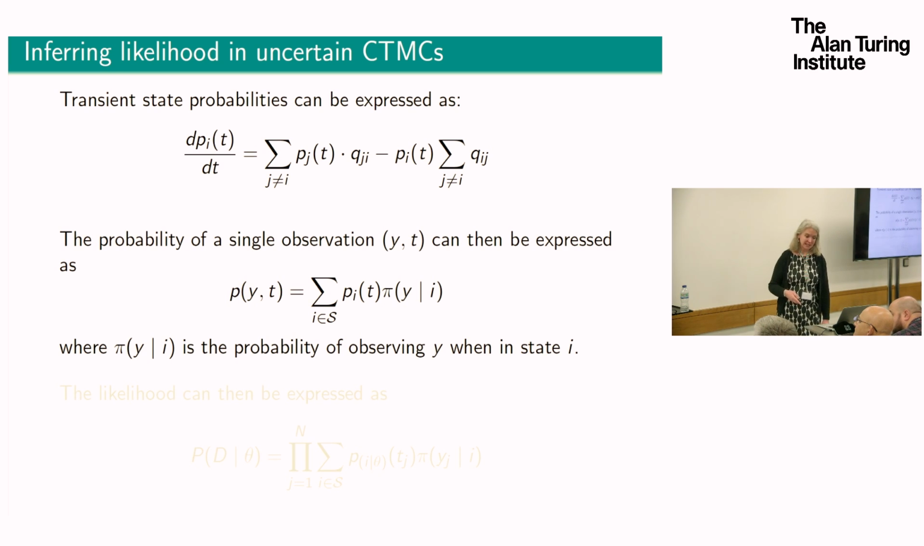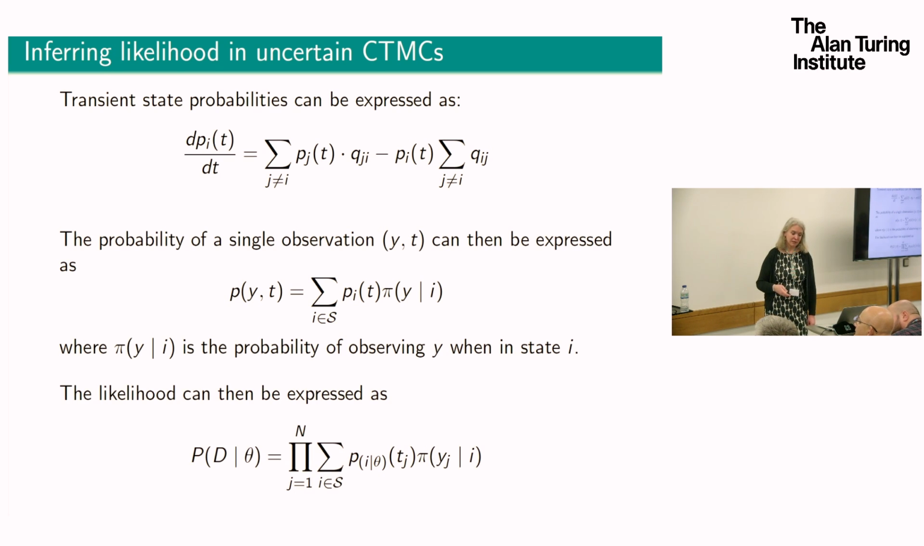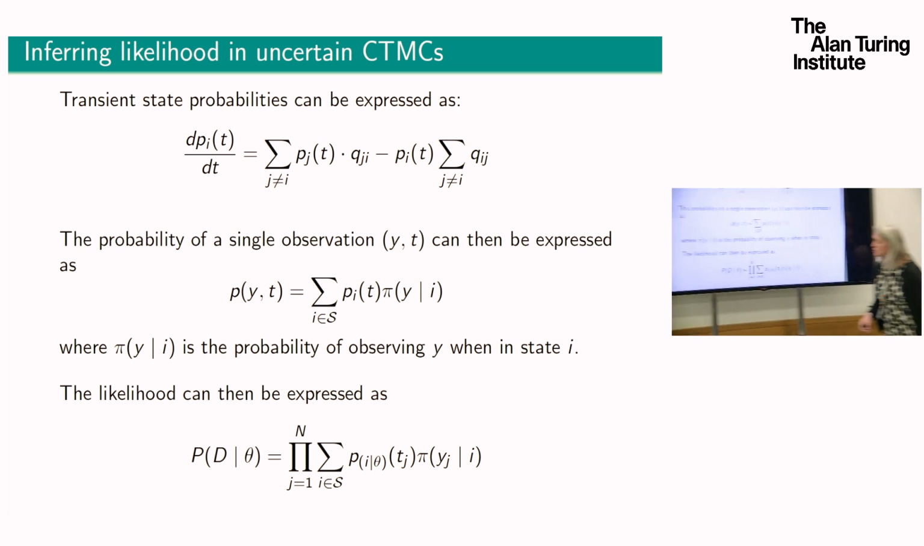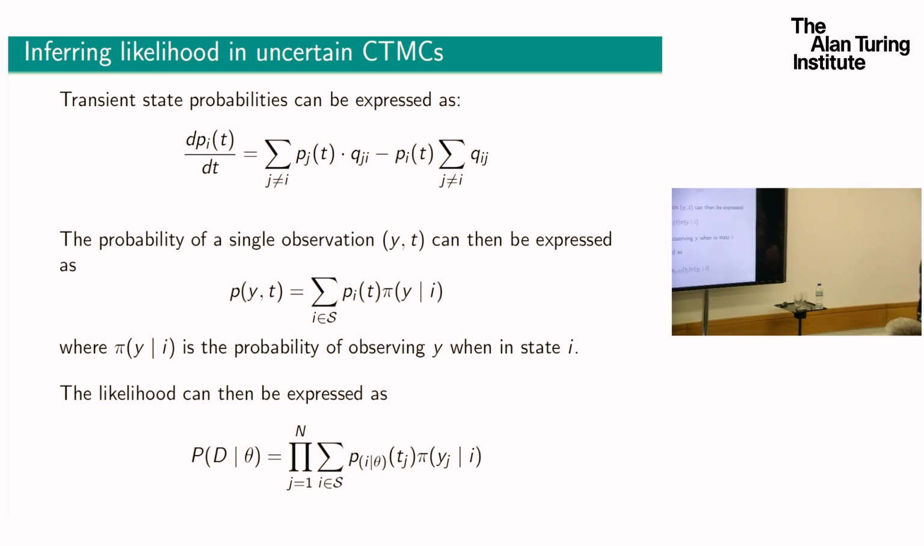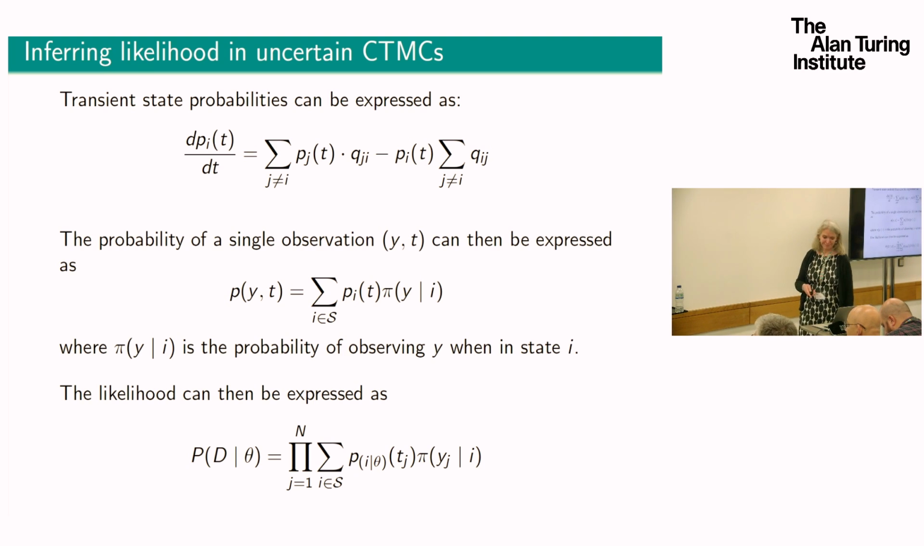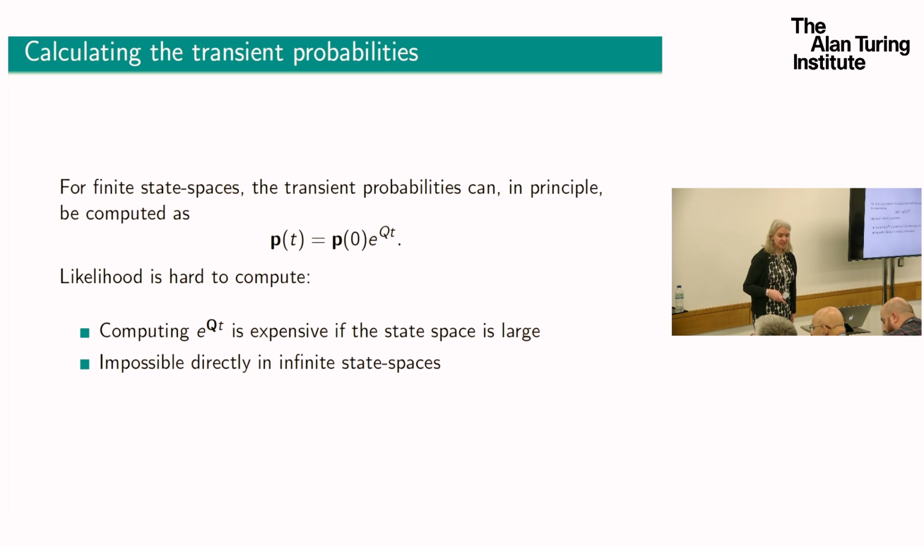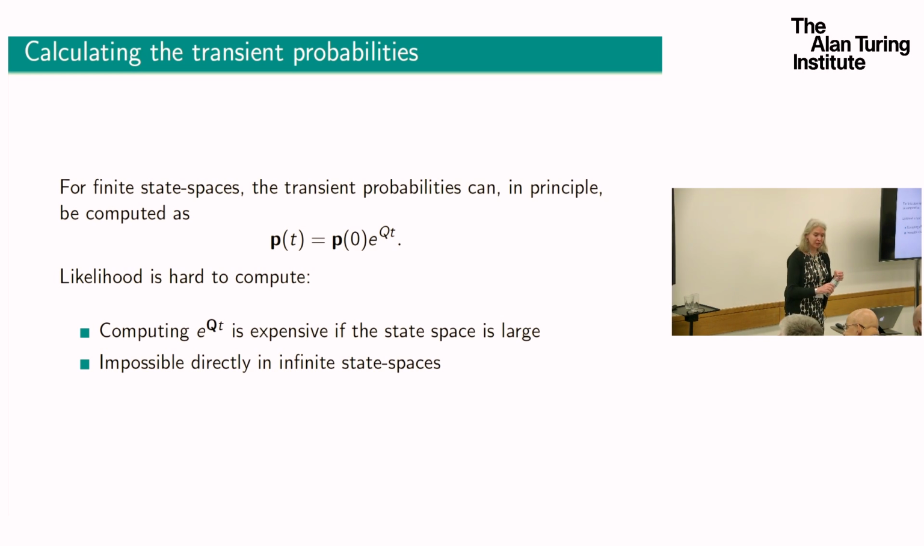And so the probability of a particular observation of seeing y at time t can then be expressed as the sum over all states, so the probability that we're in state I and that y is observed in I, and we sum over all states. And then the likelihood can be expressed as this version here, where we're now looking at those probabilities, the probability of being in state I given a particular parameterization theta. So for finite state spaces, the transition probabilities can be computed through an equation like this one, or via techniques such as uniformization.